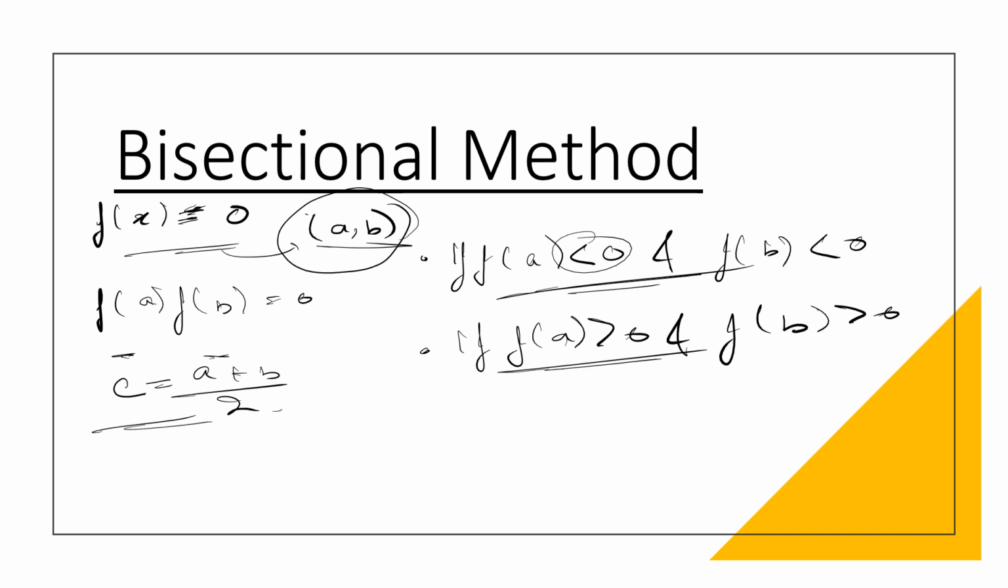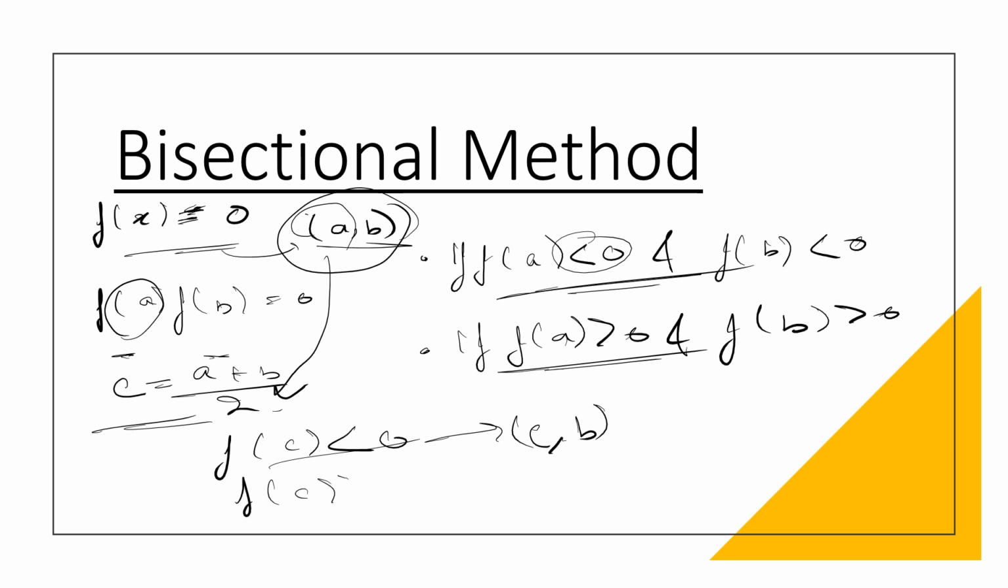But now if we compare f of c, right? If f of c is less than 0, then we replace a, that is the a of the range, with c, right? So we can write this as c and b over here. So now c and b is where the roots of this equation lie. Whereas if f of c is greater than 0, that is, it's positive, then we replace b with c here. So it becomes a and c that are the interval where the roots lie.